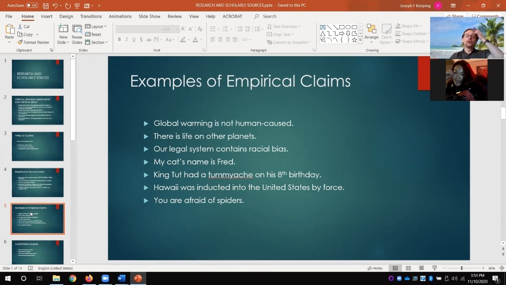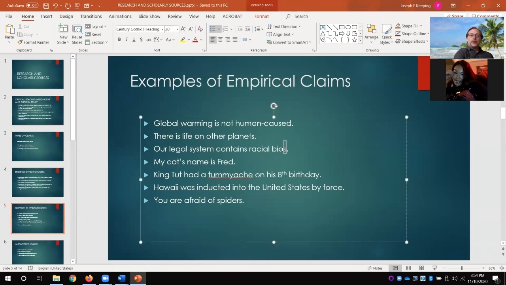Next one: our legal system contains racial bias. Okay, this is an example of a claim which you could treat, and in fact you should treat, as both an empirical claim and a conceptual claim. That's because you would probably need to specify what you meant by racial bias before you could go about verifying it. Depending upon how the term racial bias is defined, different facts would verify it. You don't know which facts are going to verify it, or the opposite of verify, which I think is disconfirm, until you know what the word means.